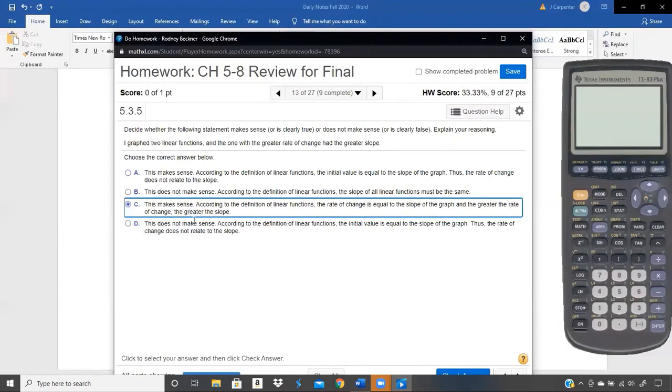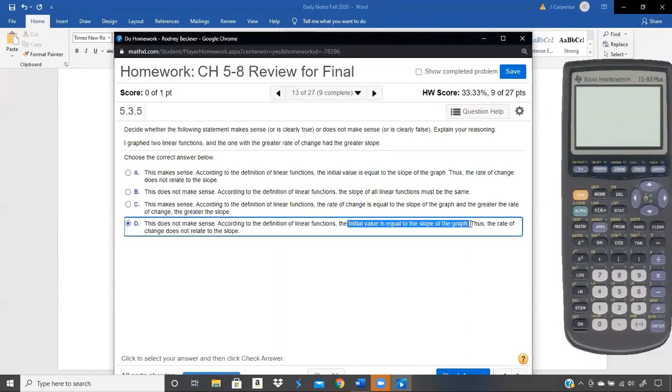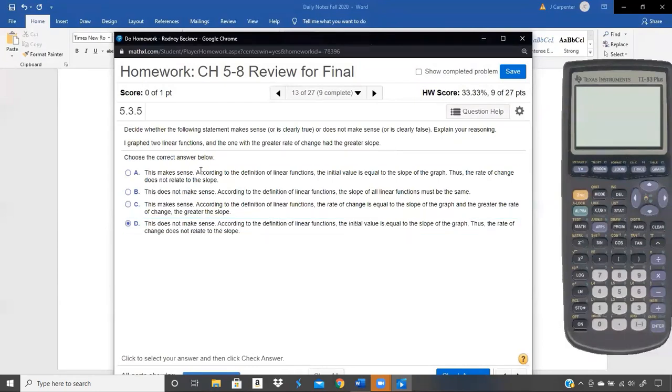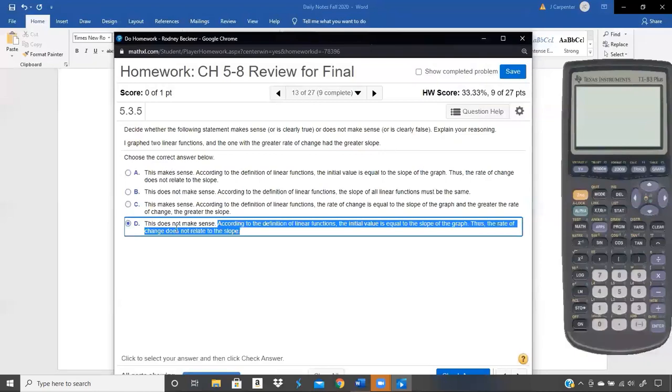This does not make sense. According to the definition, the initial value is equal to the slope. I've already said that the initial value and slope are not the same thing, so that's trash. Thus, the rate of change does not relate to slope. It's literally the exact same statement as A, here and here. It's just one says makes sense and one does not make sense.